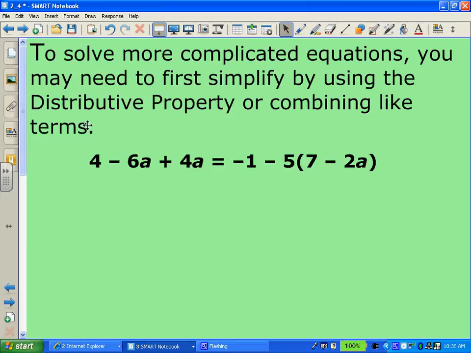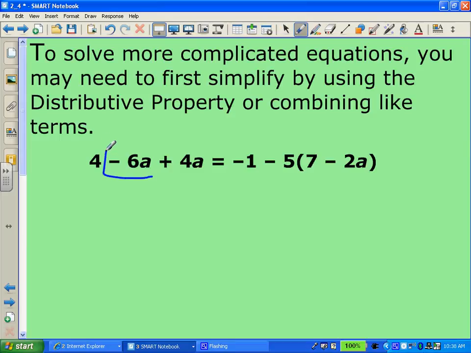So you can see here we have quite a few of the same variables. We have parentheses, we have variables on both sides, we got all sorts of stuff going on here. So the first thing we want to do, we're going to work side by side here and start out with the left side, get it simplified, then simplify the right side, then start our work.